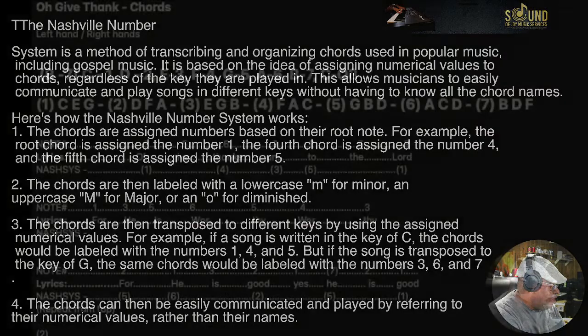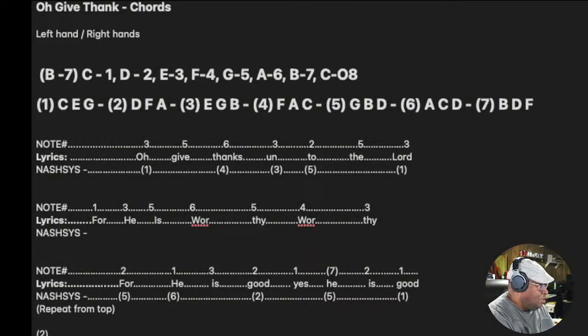Well, if I don't keep my eye on this, this is what it's going to do on me. I'm working on "for he is worthy." For he, 1, 3, 5, 6, 5, 4, 3. And then the next one, 2, 1, 3, 2, 1, 7. Yep, that's correct. Now we're in place. Are we still keeping the right window? Okay, the window's right there.